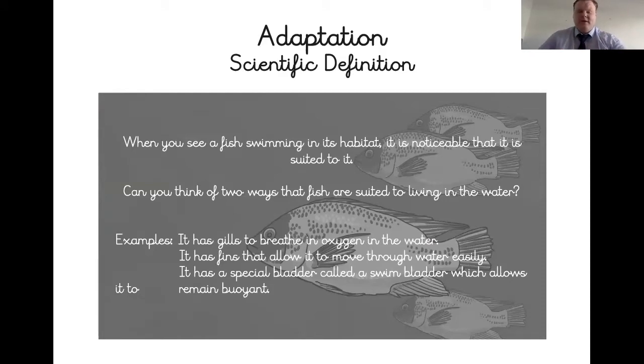When you see a fish swimming in its habitat, it is noticeable that it's suited to it. Can you think of two ways that fish are suited to living in water? Some examples are it has gills to breathe in oxygen in the water. There are those slits we see down the side of the creature. It has fins that allow it to move through the water easily. And of course, you will have learned about streamlining when you learned about forces in year 5. It has a special bladder called the swim bladder, which allows it to remain buoyant. There's another word, buoyant.